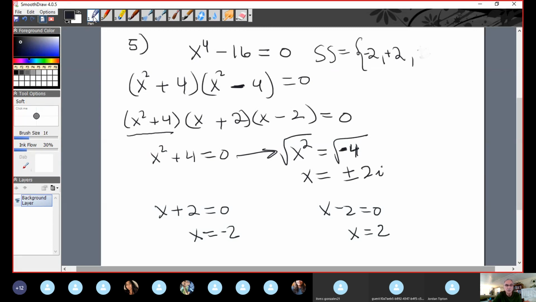In total, 1, 2, 3, 4 solutions. We can write like that or like that: negative 2, 2, 2i, negative 2i. 4 solutions, because the polynomial equation is degree 4, and we expect 1, 2, 3, 4 solutions. Any question? Any question? Easy.